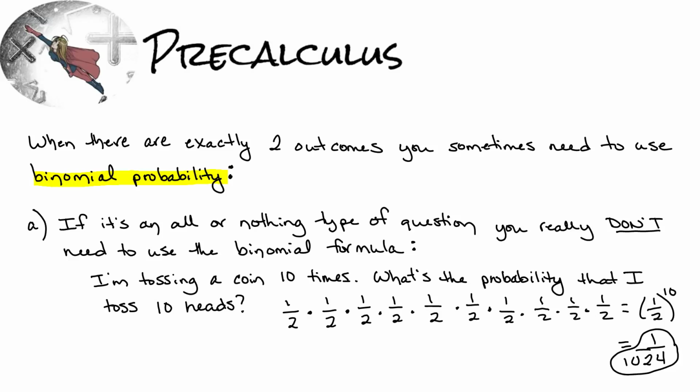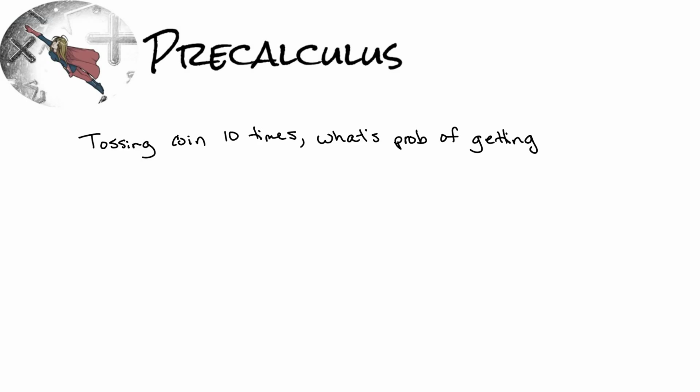All right, now start a new page here. Let's imagine you're tossing it 10 times. So tossing the coin 10 times, and we want to know what is the probability of getting exactly, let's just say, getting exactly 7 heads. Now, this is not an all or nothing anymore. Getting exactly 7 heads, we have to think through the binomial formula.